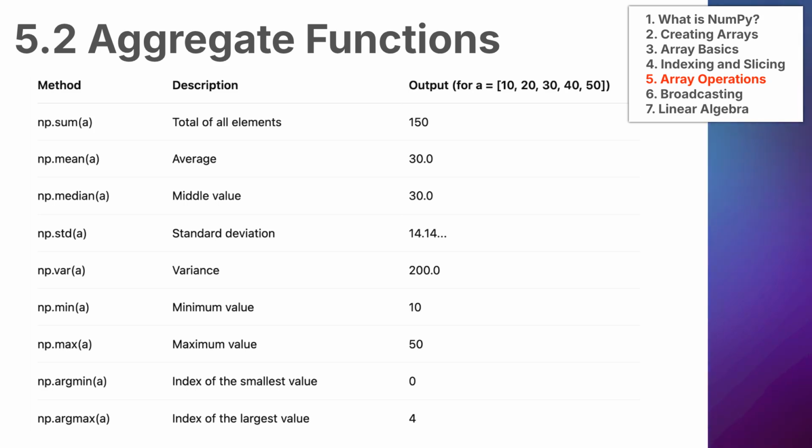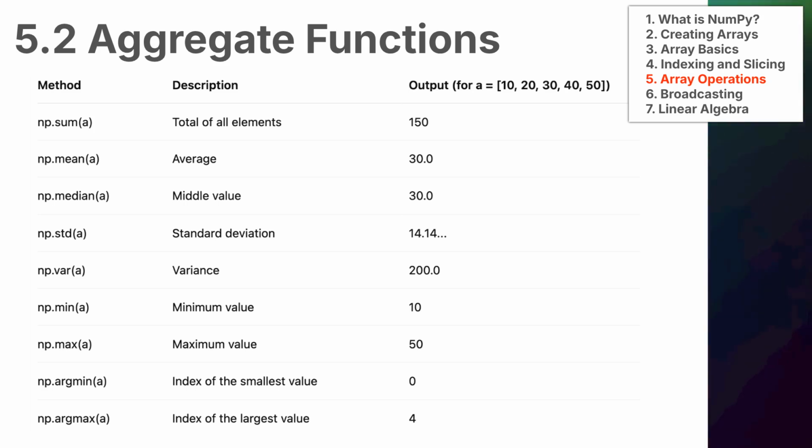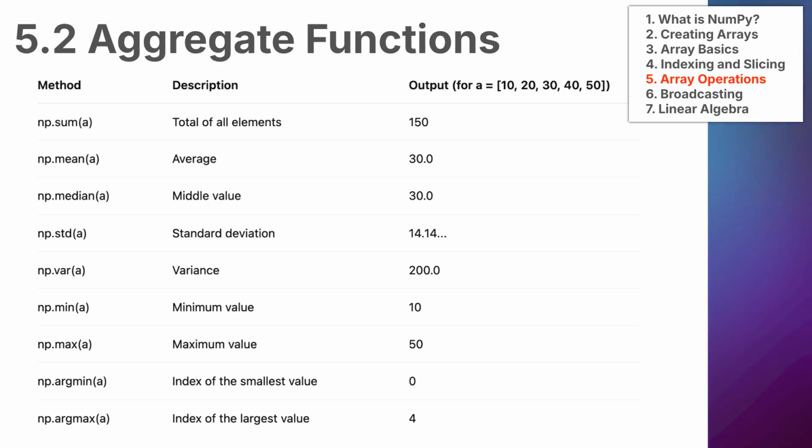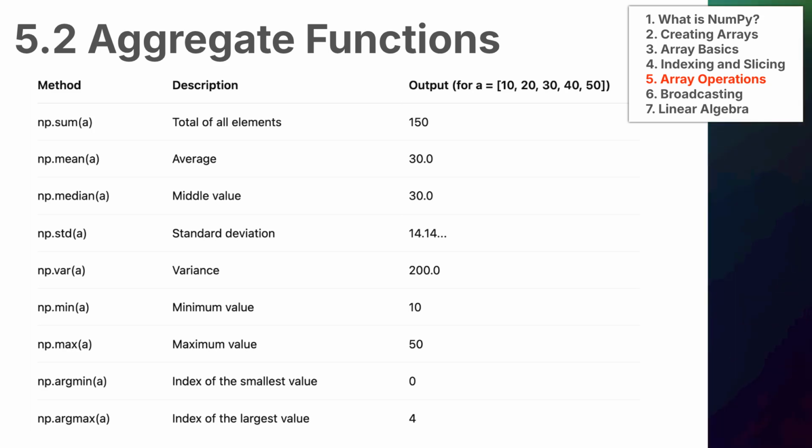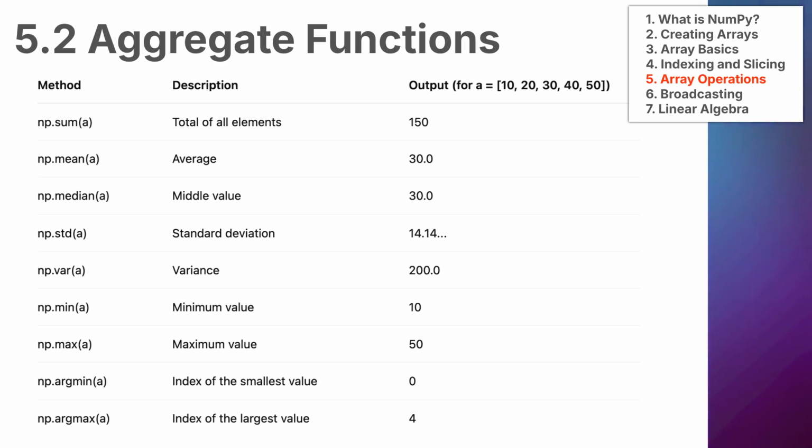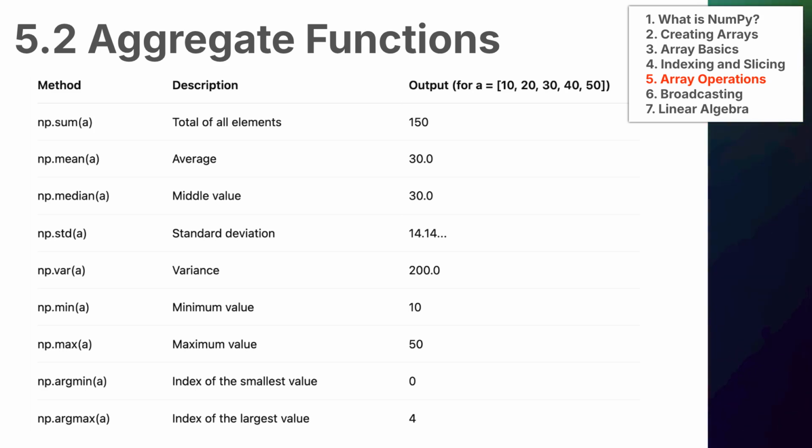Next median, it's a middle value. If the array had an even number of elements, NumPy would average the 2 middle ones. Next, standard deviation. This measures how spread out the values are from the mean. The higher the standard deviation, the more the values differ from the average. The output is 14.14. It means most numbers are about plus or minus 14.14 units from the mean of 30.